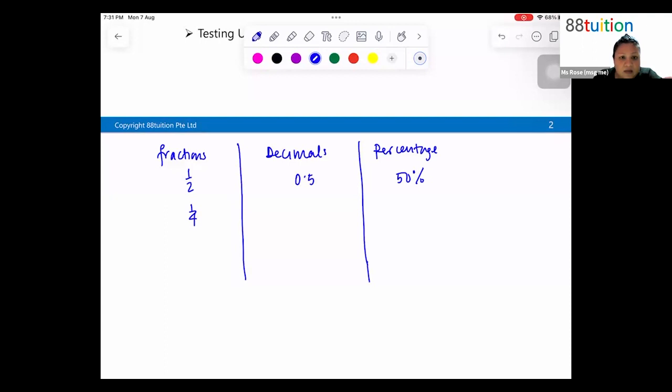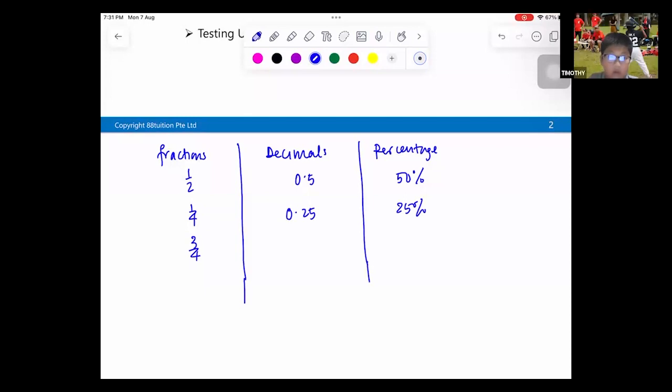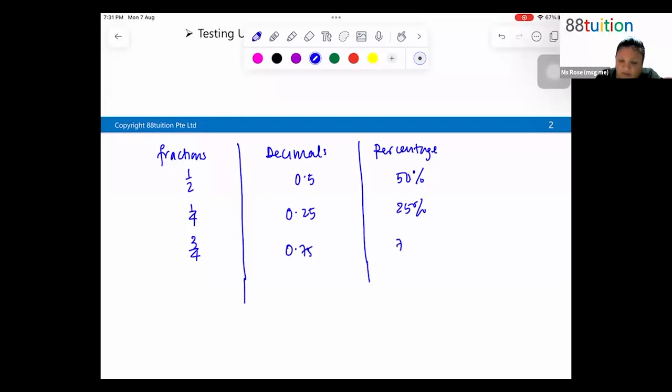So if I have 1/4, what do I have? Decimal will be 0.25. And percentage will be 25%. Thank you, Gordon. Similarly, 3/4 will be 0.75 and 75%.